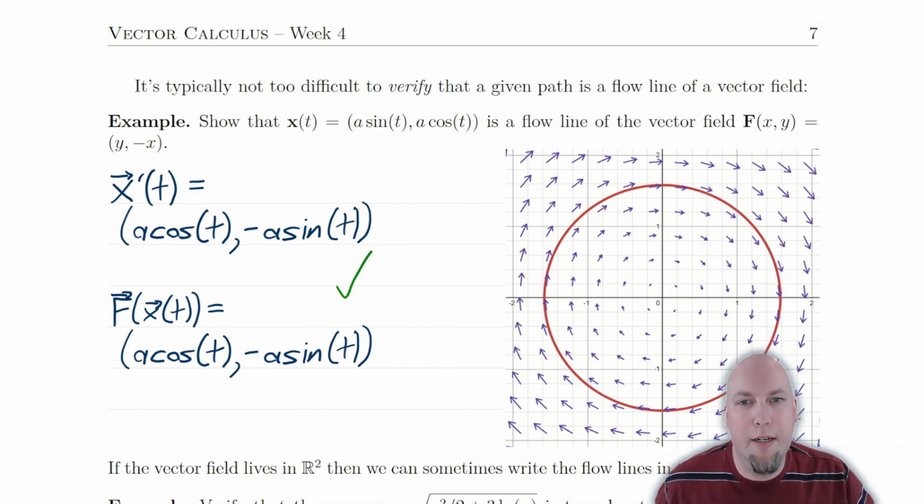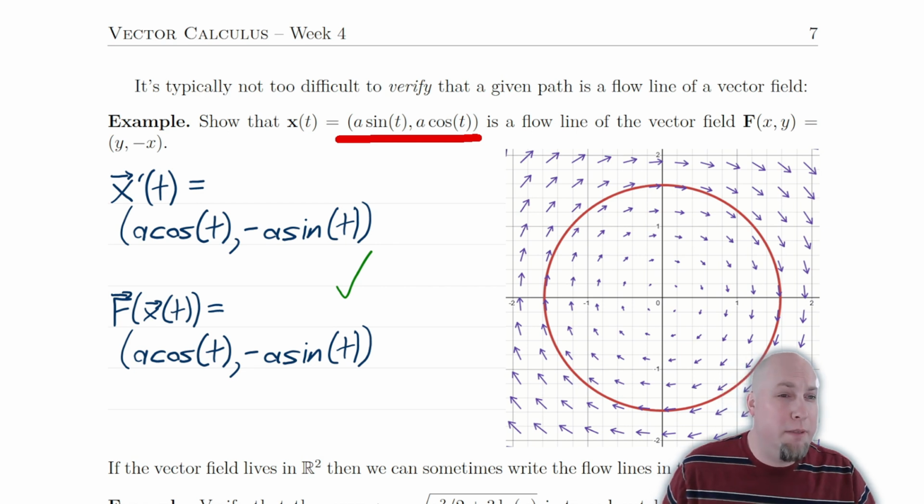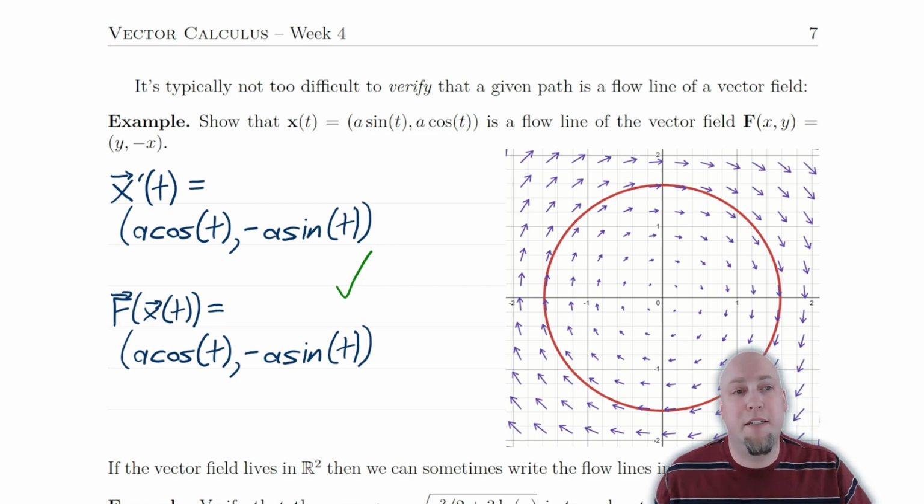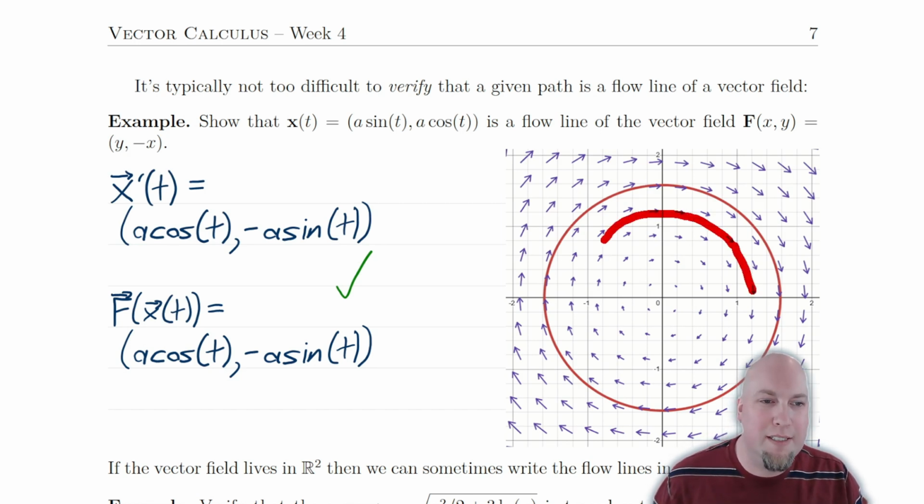Maybe one thing that I want to note about this example before I go on to a more complicated one is that you'll notice that I parameterized this a slightly different way than I usually parameterize the circle. Usually when I'm parameterizing a circle of radius a, I do a cos t, a sine t, and this time I flipped it around. The reason for that is usually when I parameterize circles, I parameterize them going counterclockwise.